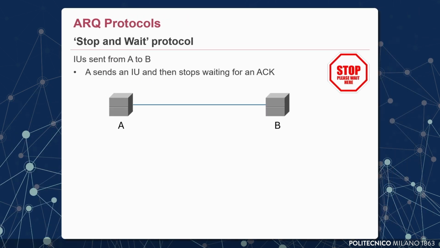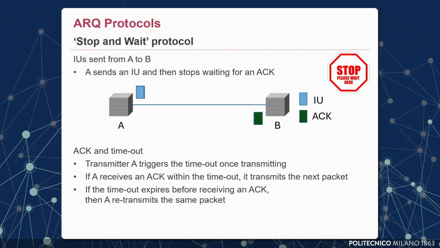The idea behind the stop and wait protocol, as the name suggests, is that the sender A sends an information unit to the receiver B, and only once the information unit has been received, then the receiver B will send an acknowledgement message to the sender A. So, as the name suggests, it is stop and wait. Once A has sent an information unit, it stops until it has received an acknowledgement from B.